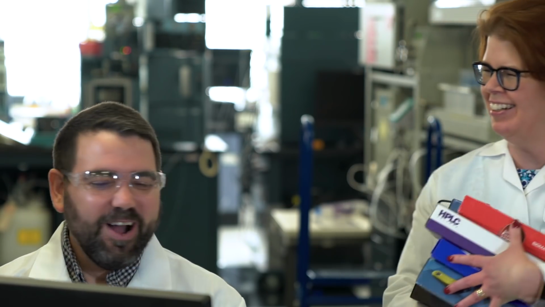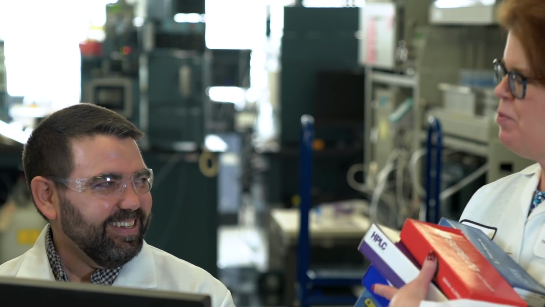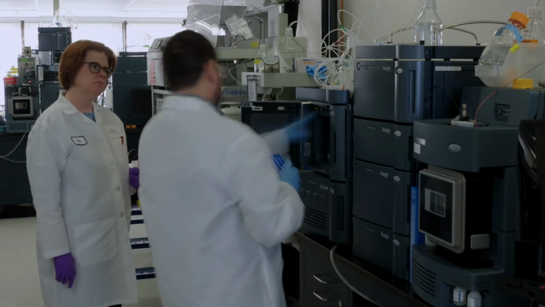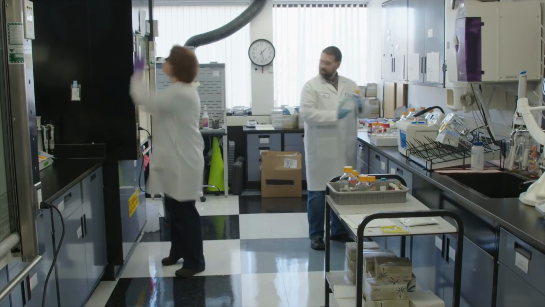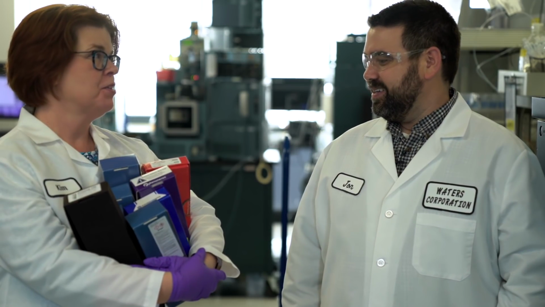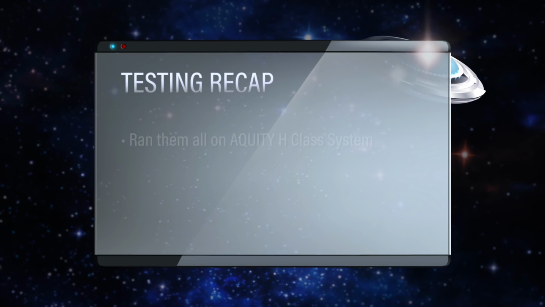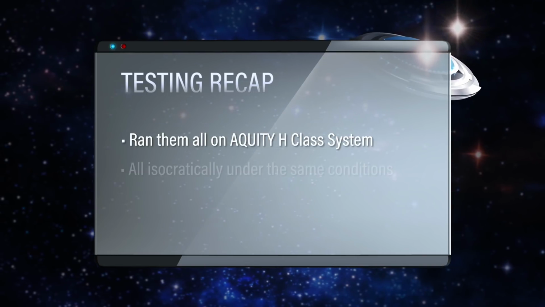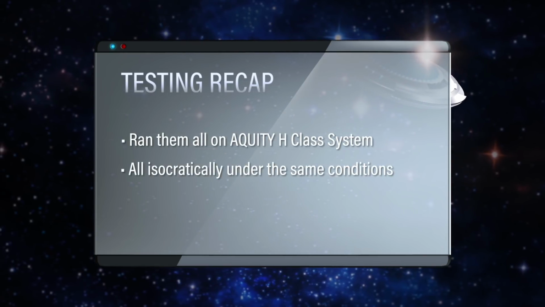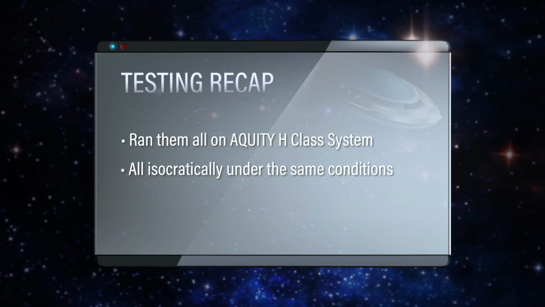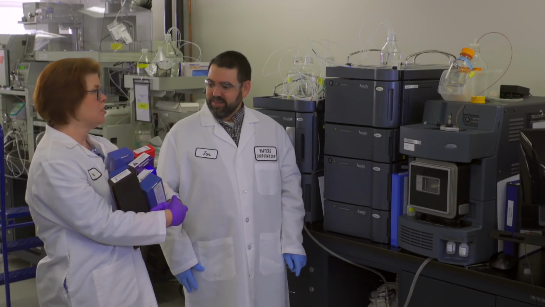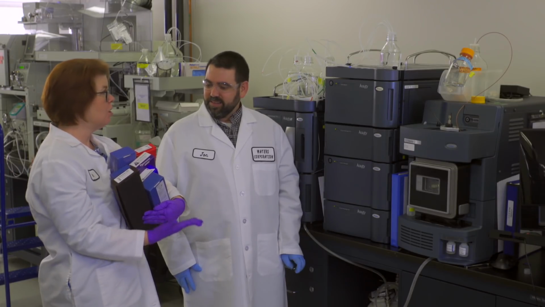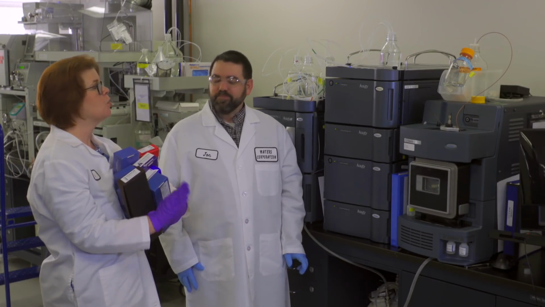Oh, are we going to run all those? I think we can. All right, Jonathan, we tested all of these columns here. Yeah, we ran them all on our Acquity H-Class system, all isocratically under the same conditions, just to confirm whether or not those columns performed equivalently. So let's see how the results look. Yep, this should give us enough data to decide whether or not all L1 columns are created equal.